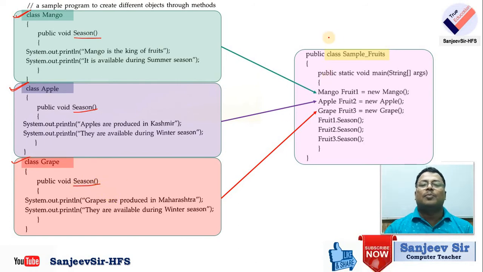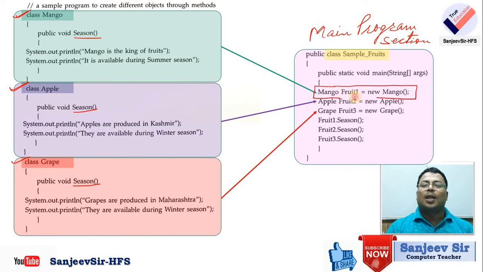Here you see the main program of Java, the main program section. So here we are using three classes: mango, and in the same way apple and grapes. Here we create fruit one, and we are calling the season method. In this way we are using three different modules in our one main program.